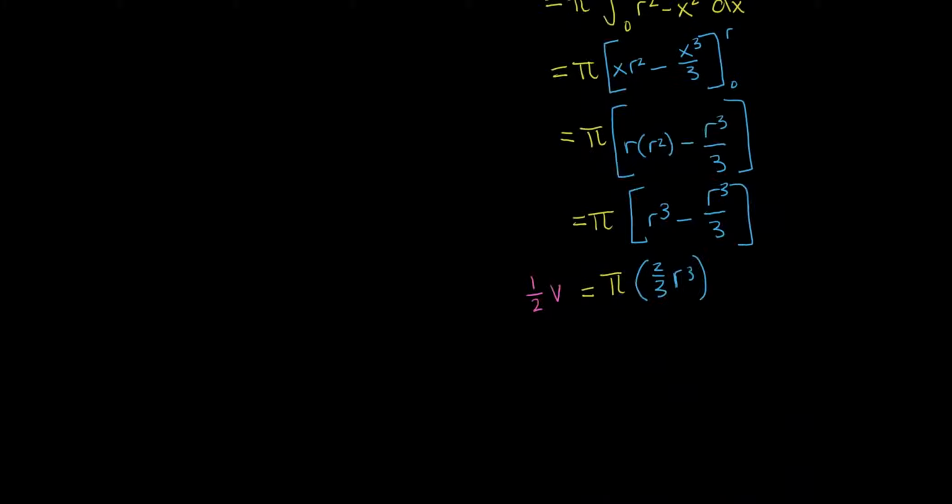So naturally, we can multiply both sides by 2, and we get that the volume of the entire sphere is 4/3 pi r cubed. This is pretty cool. That wasn't too hard. It was good exercise, and we just proved the volume of a sphere. It seemed like a kind of hard thing to do, but we have it now.